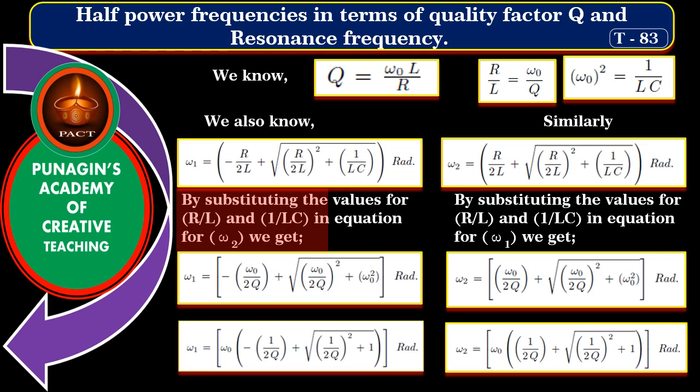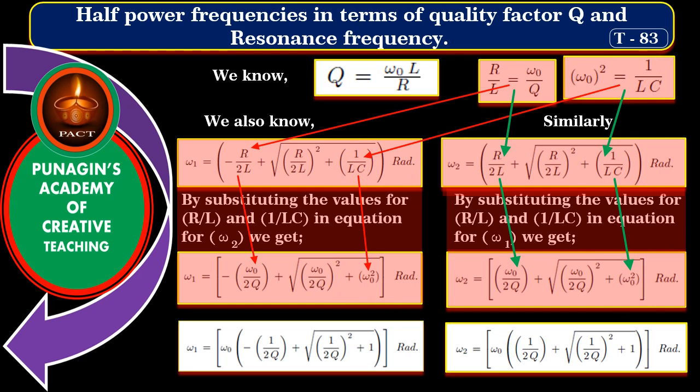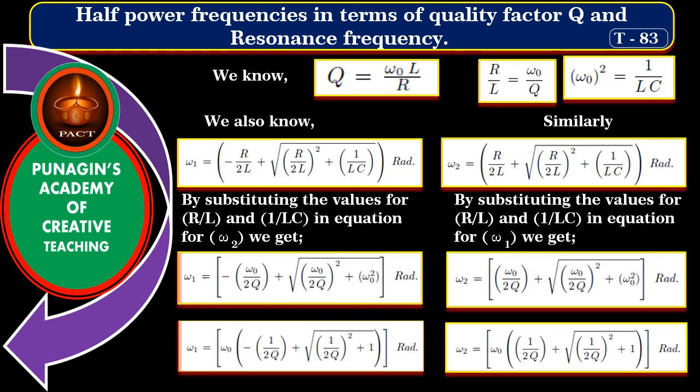By substituting the values for R by L and 1 by LC as indicated in the equation for omega 1 and omega 2 and rearranging, we get omega 1 is equal to omega naught into bracket minus 1 by 2Q plus square root of (1 by 2Q) whole square plus 1 radians, and omega 2 is equal to omega naught into bracket 1 by 2Q plus square root of (1 by 2Q) whole square plus 1 radians.